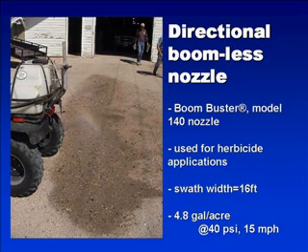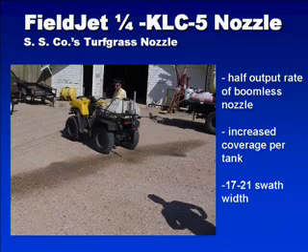So again, a fairly useful boom type or nozzle type for this type of application. Another nozzle option would be the FieldJet 1/4 KLC5 nozzle. This nozzle has a lower output rate than the boomless nozzle we talked about earlier, so you can increase the coverage per tank, and you can also increase the swath width because it does spray out in both directions. You can get to a swath width of about 17 to 21 feet.